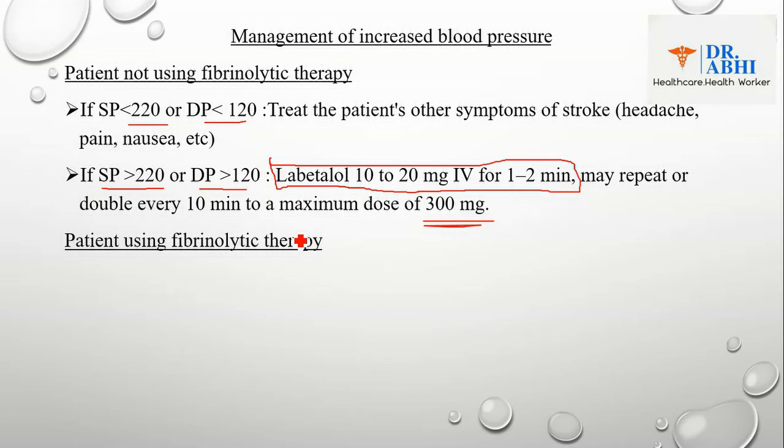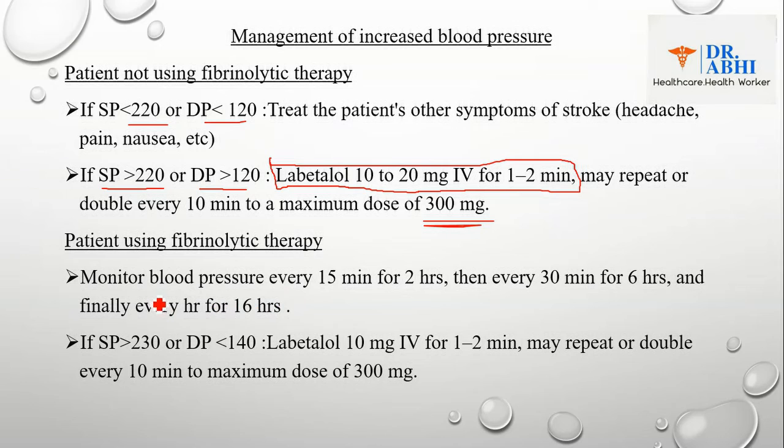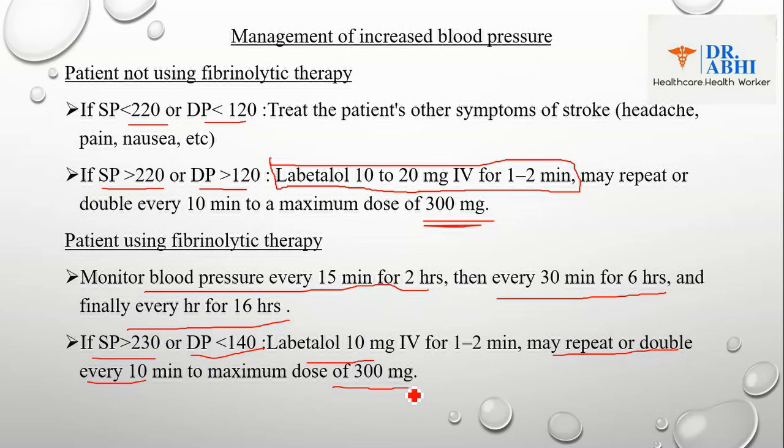But what if the patient is under fibrinolytic therapy? We have to monitor the blood pressure every 15 to 20 minutes for 2 hours, then every 30 minutes for 6 hours, and finally every hour for 16 hours. If the blood pressure is still high, then we have to start medications. If the systolic blood pressure is more than 230 and the diastolic blood pressure is less than 140, labetalol can be given. Labetalol 10 mg IV over 1 to 2 minutes. This dose can be repeated or doubled every 10 minutes and the maximum dosage is about 300 mg.